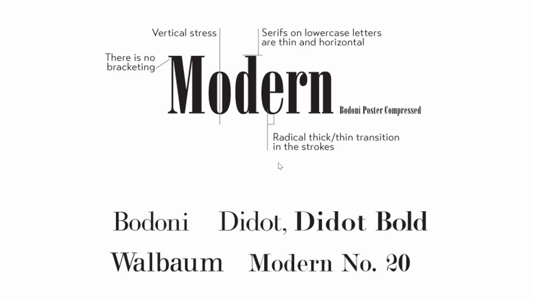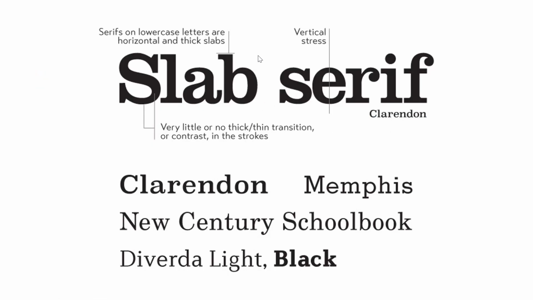Modern font: radical thick to thin transition, vertical stress, and the serifs themselves are flat. Again, they're not at an angle. Slab serifs: great big fat square serifs. The font itself is going to be a lot bolder. There's less thick to thin transition going on than the other two, and of course the vertical stress.